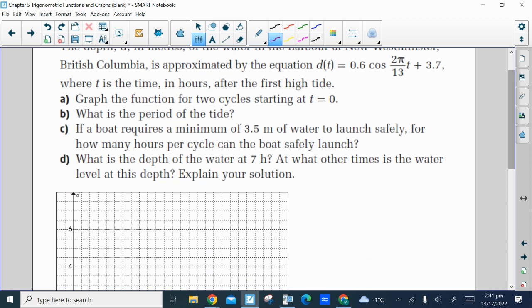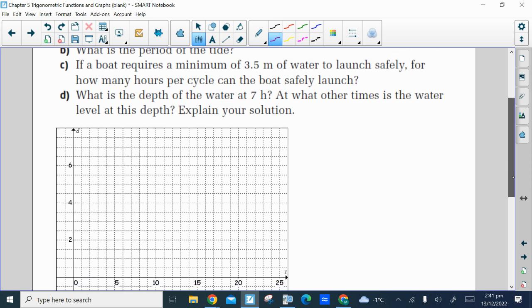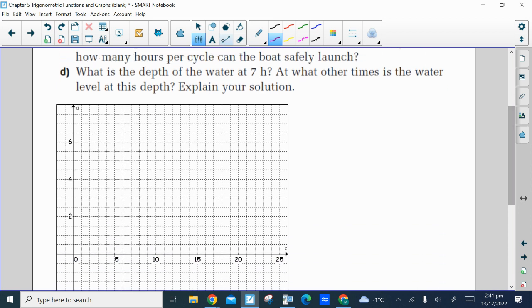Once again, this is a cosine function, so cosine starts at the maximum, and there is no C value here, so once again, there is no phase shift. This graph will start on the y-axis, 0.6 units above 3.7. Our D value is 3.7, so that will be where our horizontal midline is.